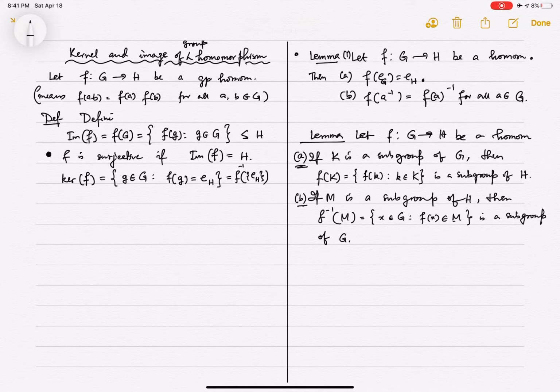And if you look at part B on the right, it says that if you take any subgroup of H, then its pre-image is a subgroup of G. So since this, just the identity, is a subgroup of H, this kernel is a subgroup of G. Okay? This is called the kernel of f. And this is called the image of f.